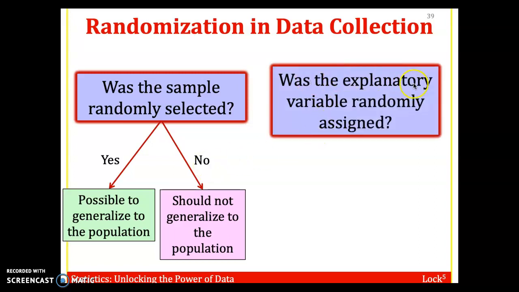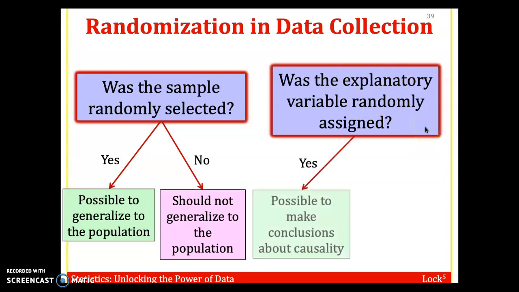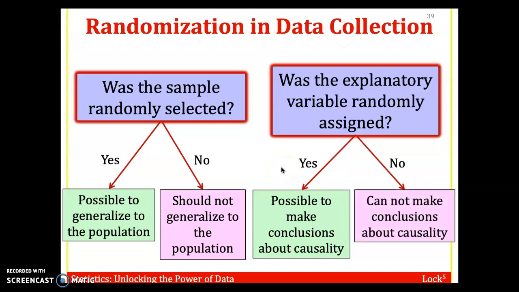Say, was the explanatory variable randomly assigned? Think about that green tea example. The explanatory variable was the green tea, whether someone takes green tea or not. The response was the cancer rates. If it is randomly assigned, it's possible to make conclusions about causality. If it's not, we cannot make conclusions about causality. It doesn't mean it's bad. If we just have observational data, that's still good information to have. We just can't go to causality.